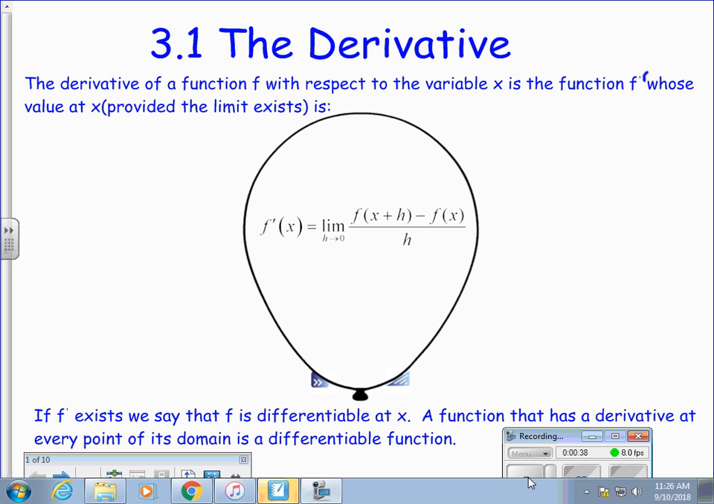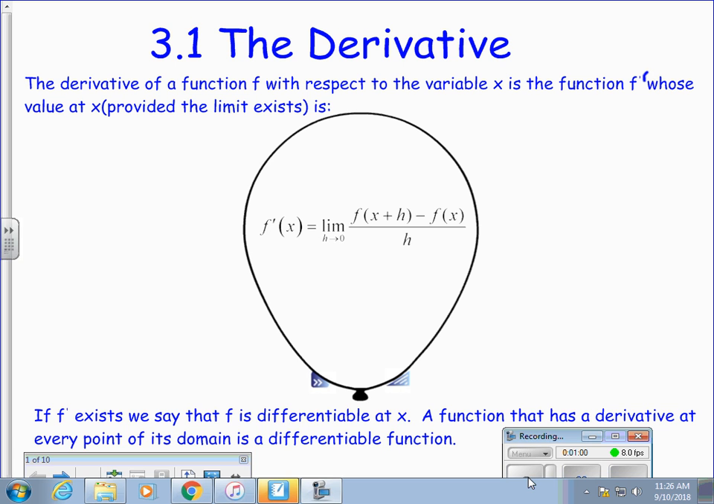It is important which variable we are taking it with respect to. That's the derivative of the function f with respect to x. It is the limit as h approaches 0 of f of x plus h minus f of x over h. You will get an equation out of this. The derivative is an equation.